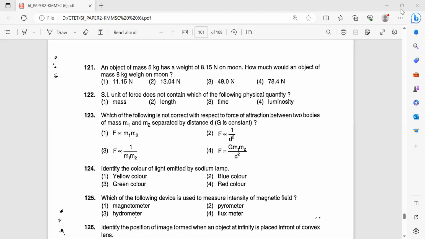Hello guys, today we are here to discuss one of the model papers of science, TET science as well as TET environmental studies, and it will also help for HSTR.